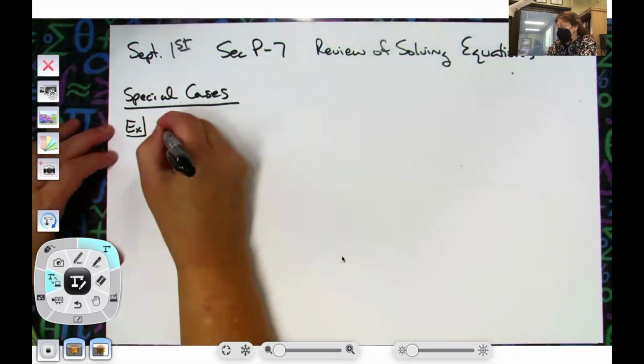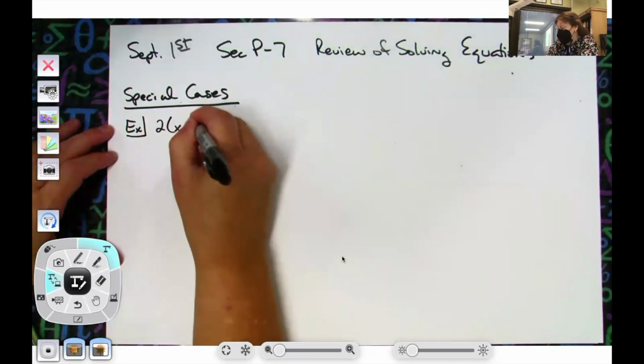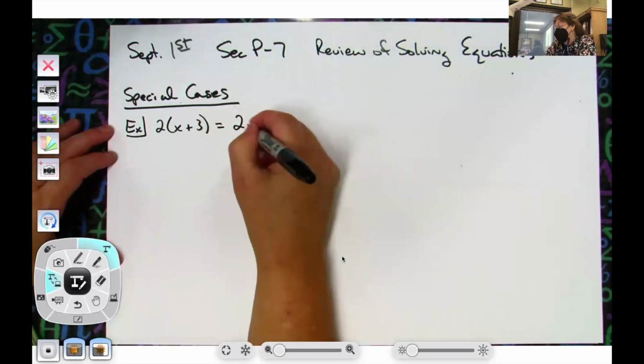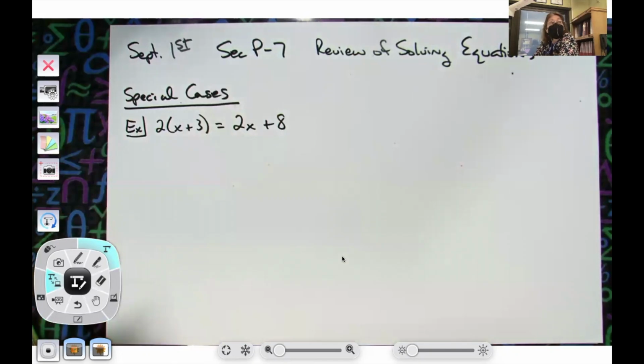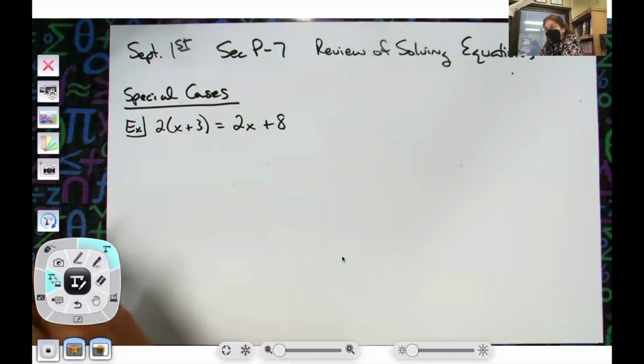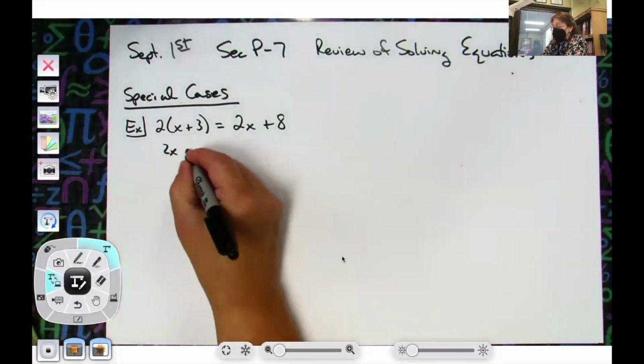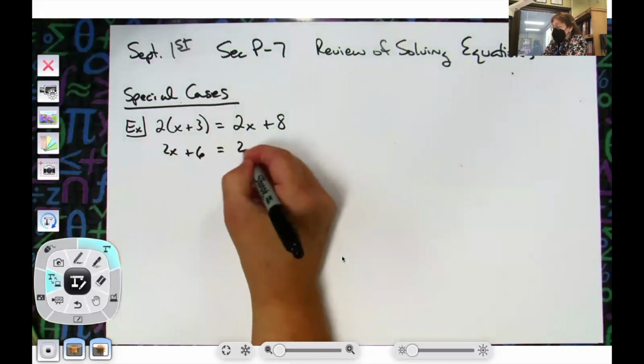So if I had something like 2 times an x plus a 3 equals a 2x plus an 8. All right, now when you just randomly look at this, you're not going to necessarily know anything. People that can do a little bit in their head and think forward about what's going to happen can see it, but if not, it's perfectly okay if you don't recognize this as being anything special, because you might just go ahead and start. You're going to distribute that 2. You'll have a 2x plus a 6 equals a 2x plus an 8.